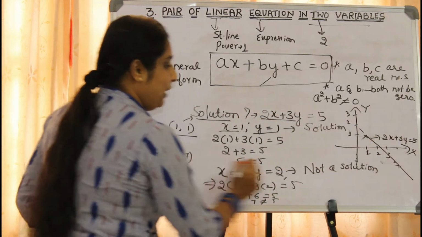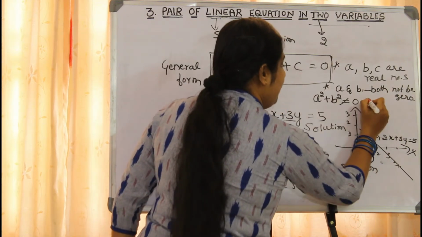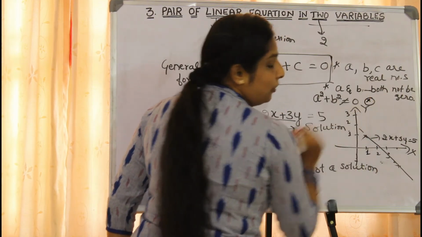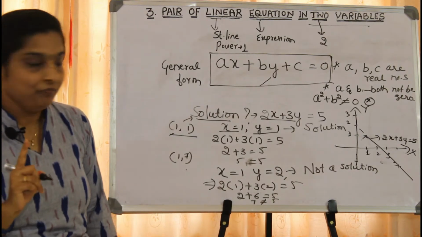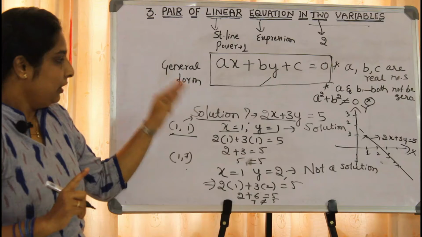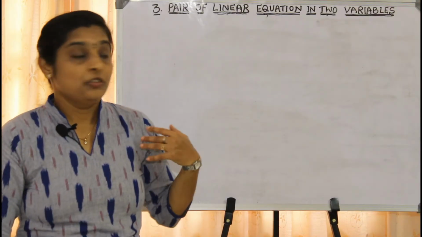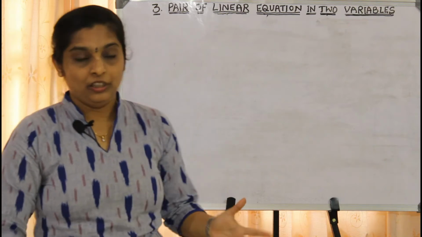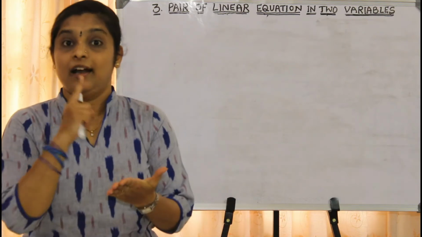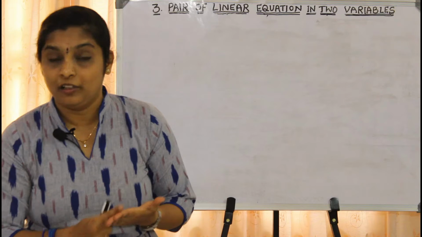And this point, that is (1, 7), where will (1, 7) be? (1, 7) will be somewhere here. So this is not a solution of the equation, okay? So this is it. So now we understood linear equation in two variables and how to express it algebraically.